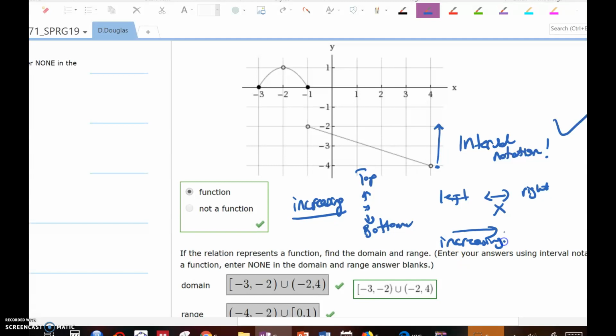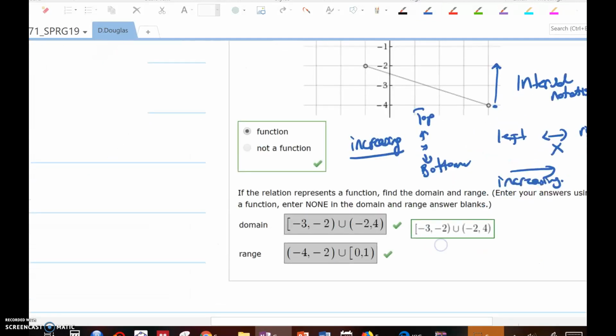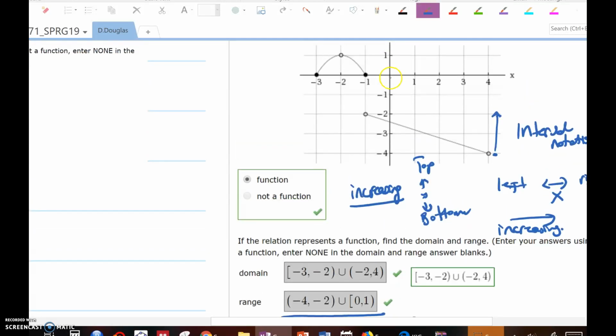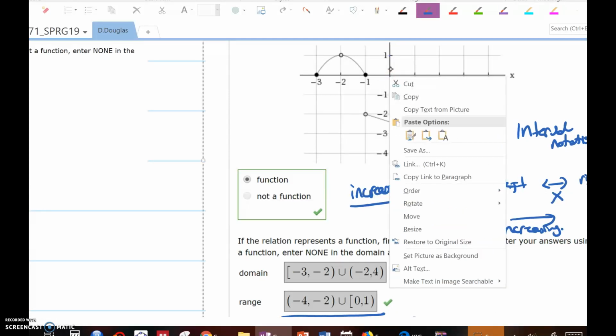So that's why I guess WebAssign was not accepting your answer correctly, as this one is the correct answer, right? So you need to be coming from -4 and going to -2, because -4 comes before -2. And the other portion of the range is from 0 to 1. 0 is included, but 1 is not.